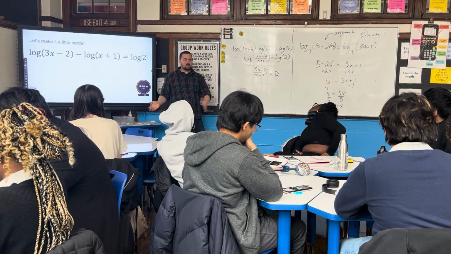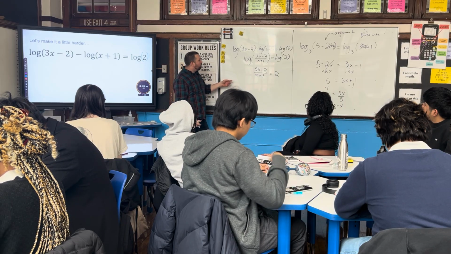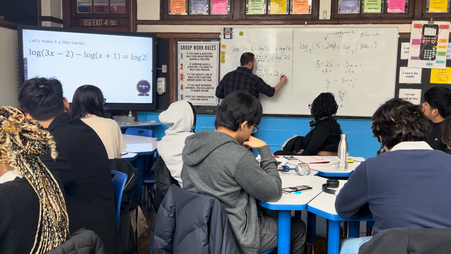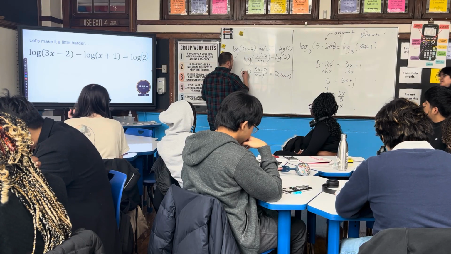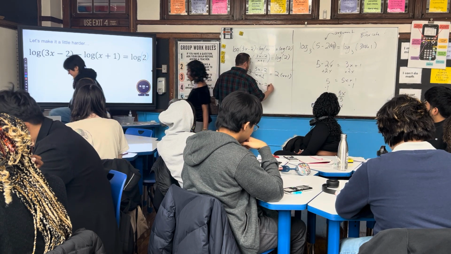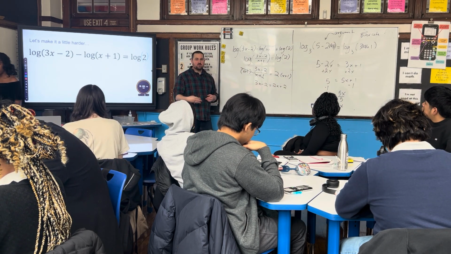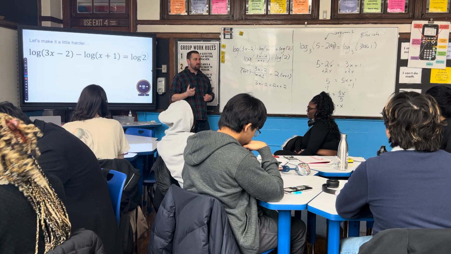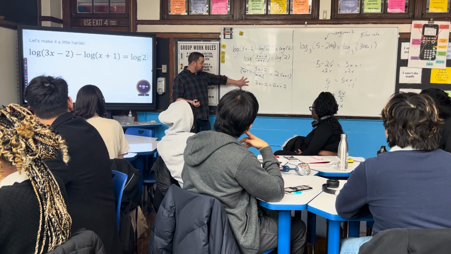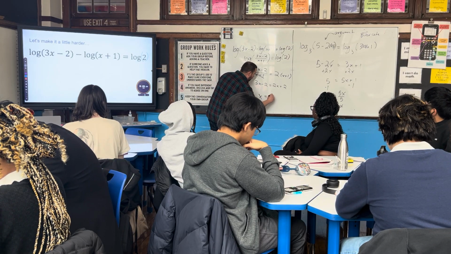Oh, that's a rational equation. We spent a week solving those before. Oh, we start by multiplying by x plus 1 on both sides, right? That cancels out here. 3x minus 2 equals 2x plus 2. And now we're just solving using the normal processes we've learned about numerous times. I believe if you solve this equation correctly, you end up getting x equals 4.